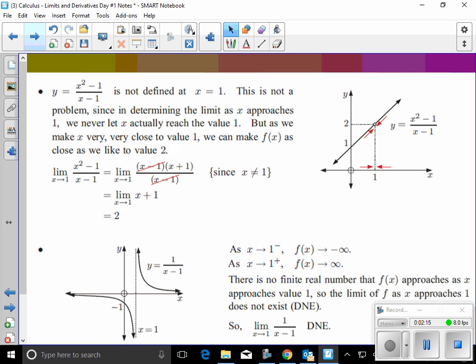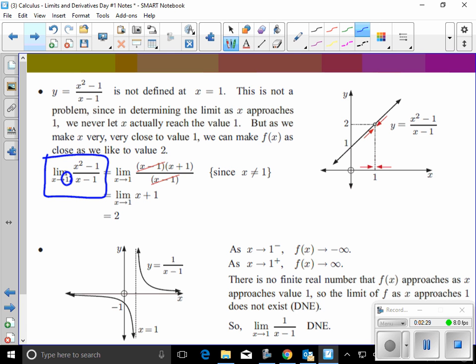Okay, so initially, when you look at this, what's the initial step to seeing algebraically whether or not a limit exists? You just plug it in and see what happens. Well, if I plug 1 in here, I get 1 squared minus 1 over 1 minus 1, which is 0 over 0. That's, well, maybe. This is an indeterminate form.